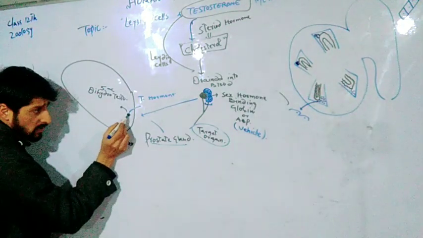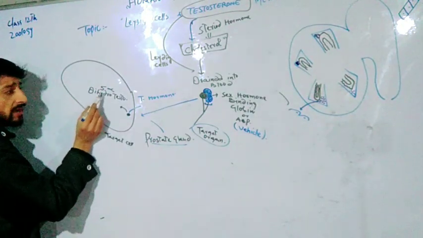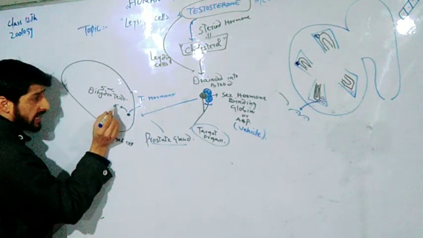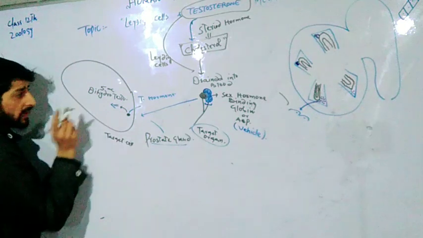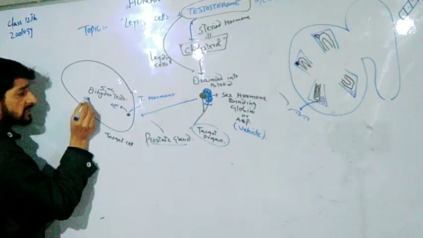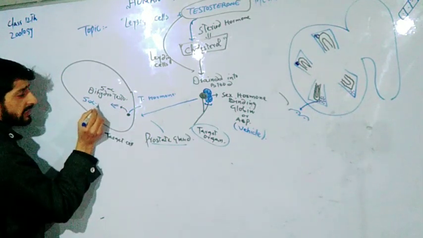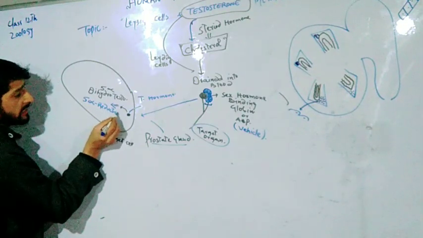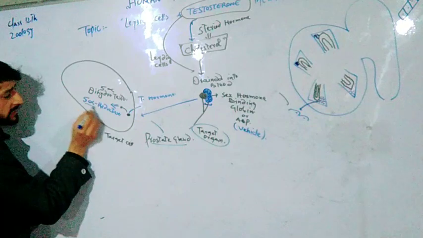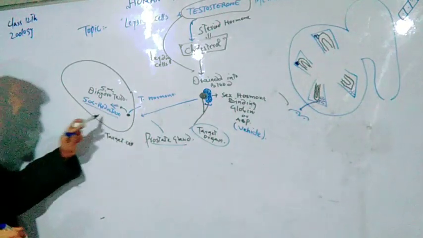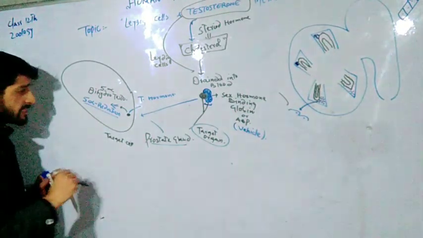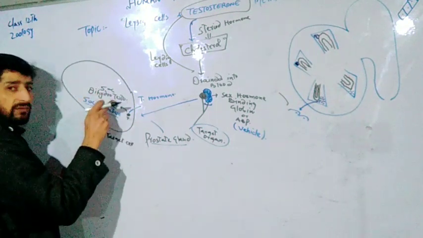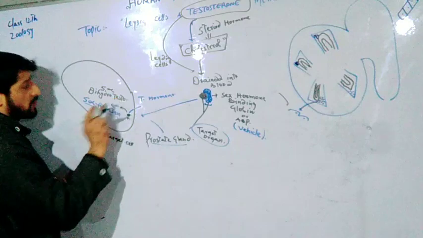This testosterone hormone is converted into 5-alpha dihydrotestosterone by an enzyme. That enzyme is known as 5-alpha reductase. There is a special enzyme present in a target cell, known as 5-alpha reductase. It is this enzyme that converts the testosterone into 5-alpha dihydrotestosterone.